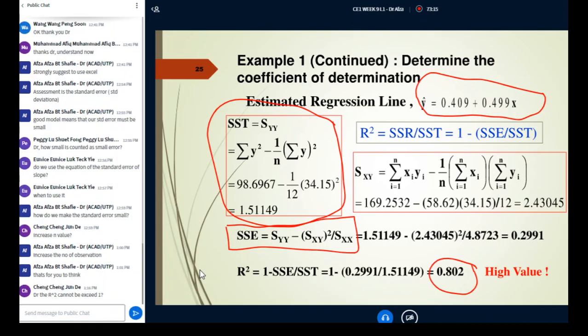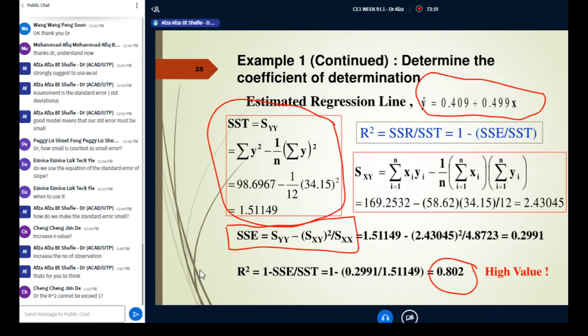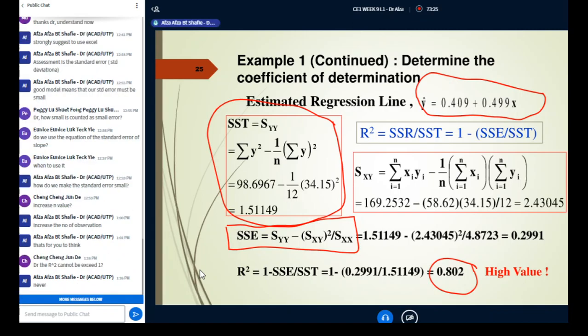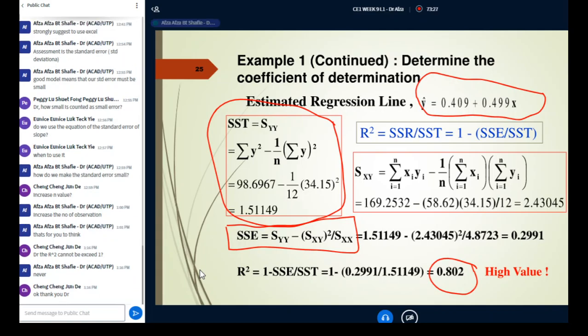Yes, the R squared cannot exceed 1. Not possible. Never. R squared cannot exceed 1. When we say it exceeds 1, it means all the points lie on the line, very nice, which is impossible. Any questions up to this?